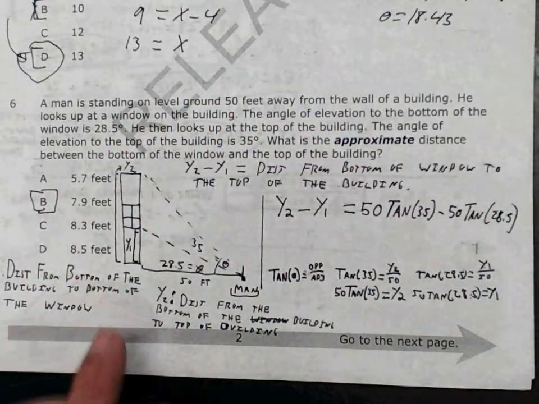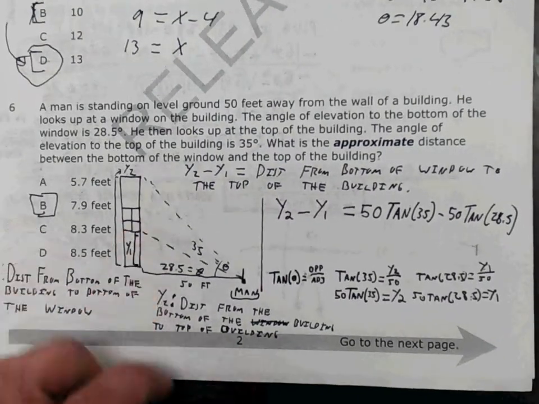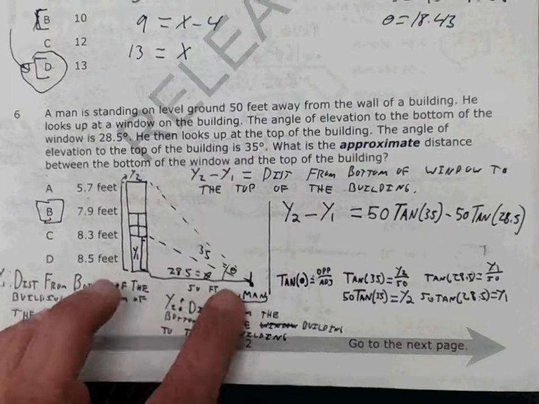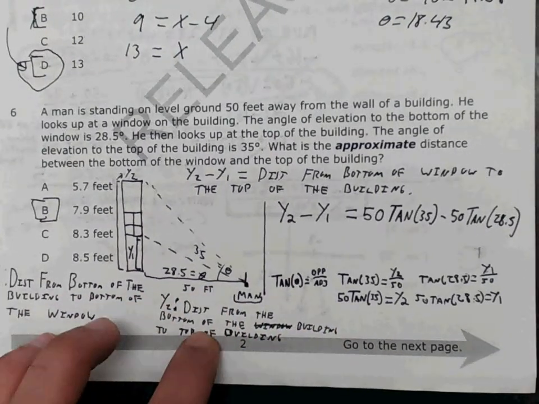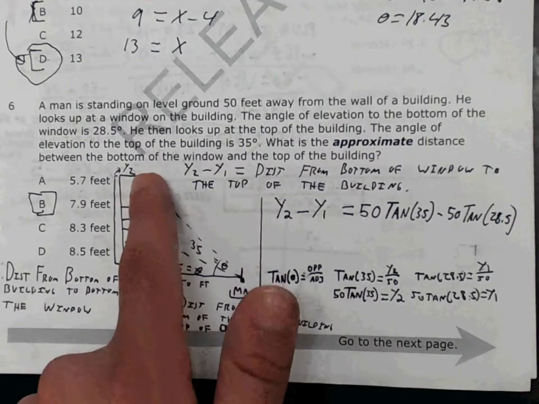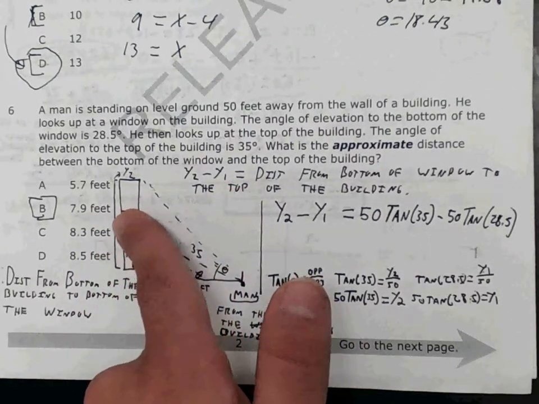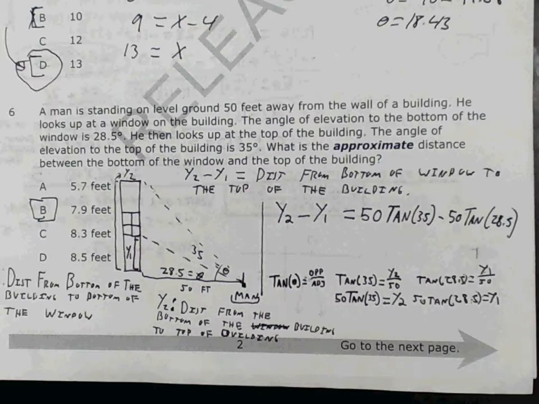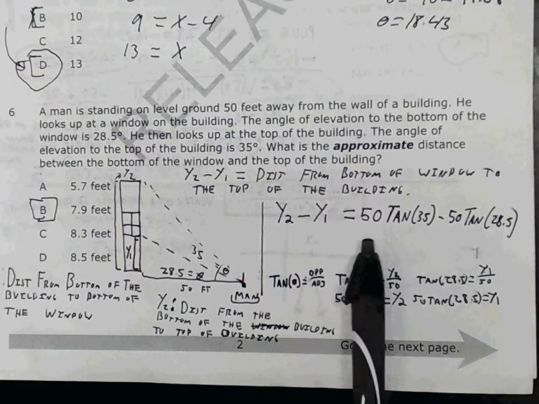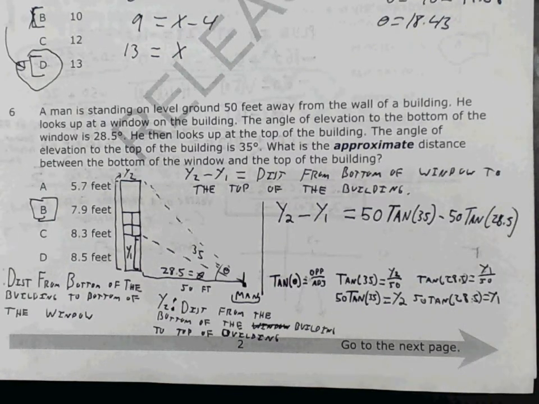When we draw the building, y1 is the distance from the bottom of the building to the bottom of the window. y2 is the distance from the bottom of the building to the top of the building. The distance from the bottom of the window to the top of the building is going to be y2 minus y1. I have the drawing here and conceptually right here. So let me finish this problem, right? Then y2 minus y1 is going to be 50 times the tangent of 35 minus 50 times the tangent of 28.5. So why is that?